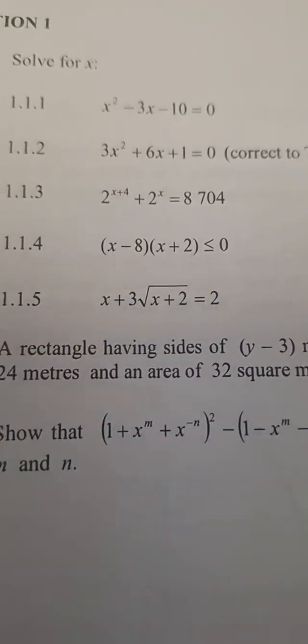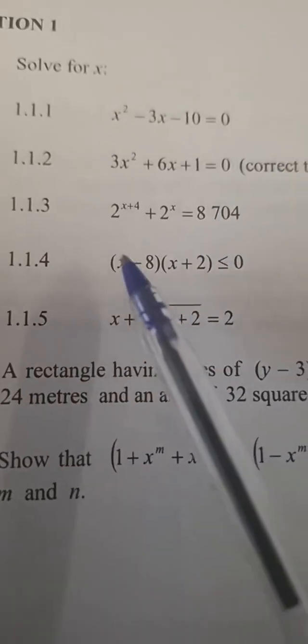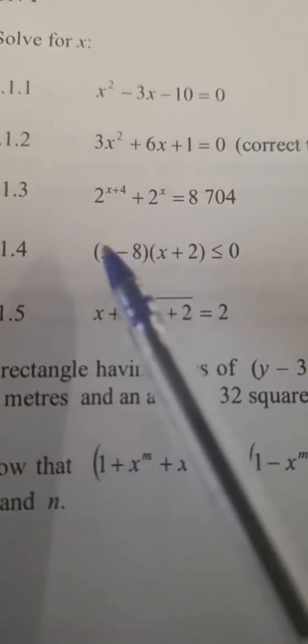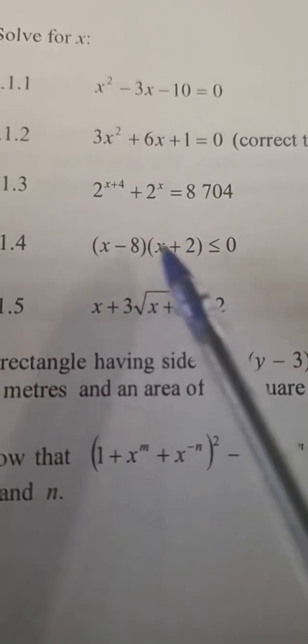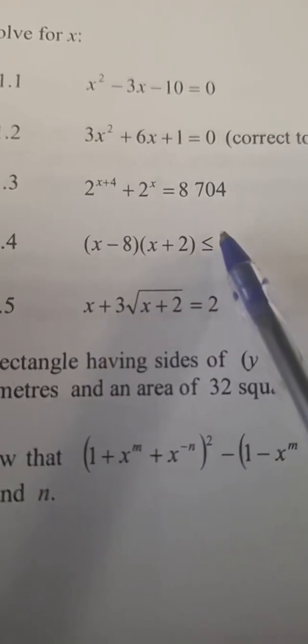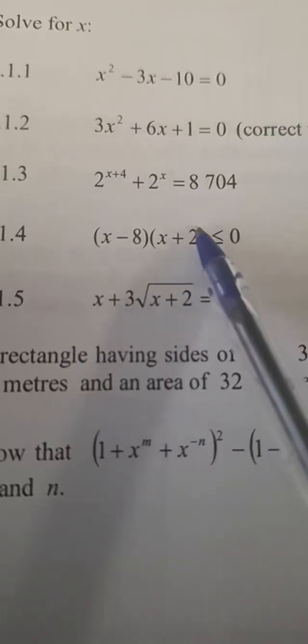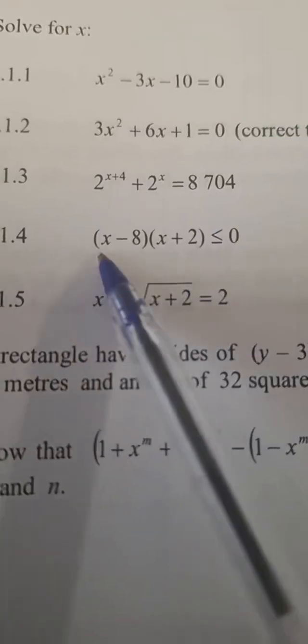And for our inequalities, let's not forget the procedure that we need to follow when answering an inequality question. Okay, we have a product of factors here, x minus 8 and x plus 2. It's less than or equal to 0. So we need to understand what less than or equal to 0 means. And we need to check the product that we have, x minus 8 and x plus 2.